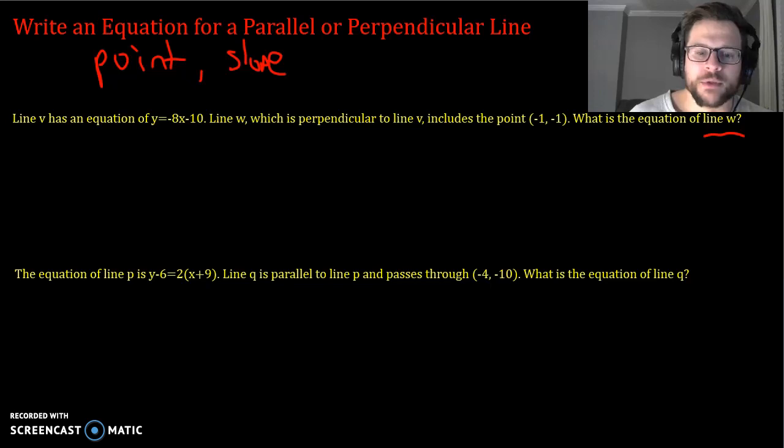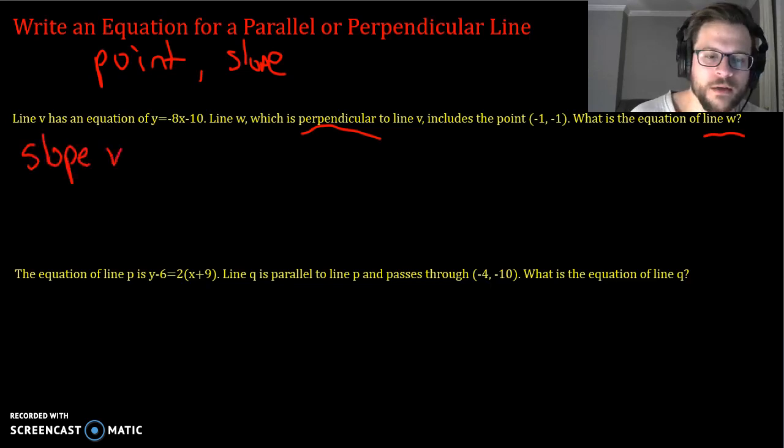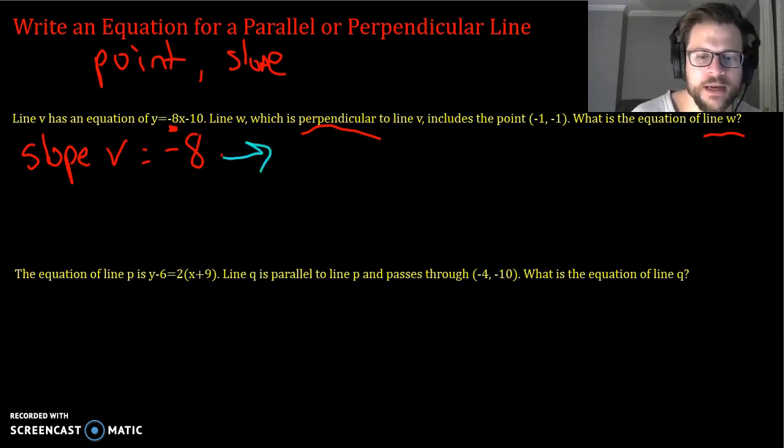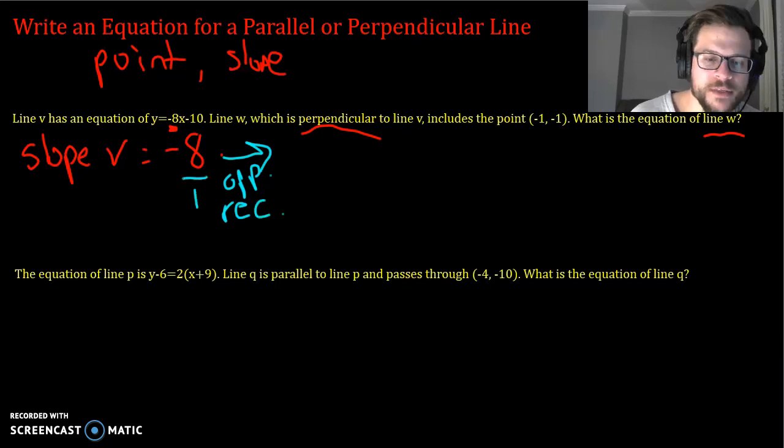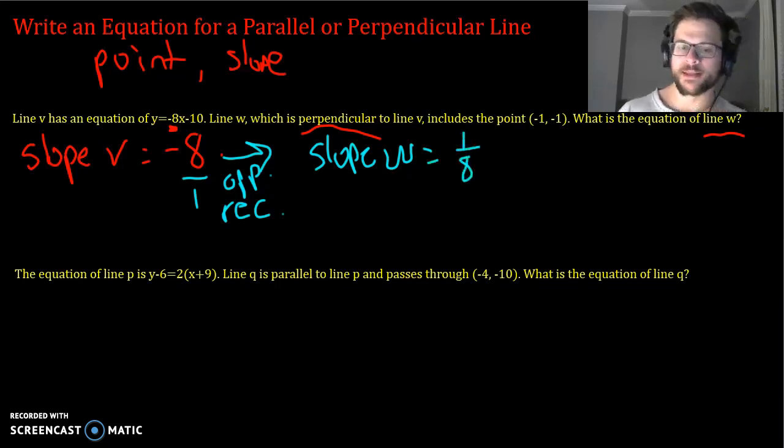So we know that line W is perpendicular to line V, so that's going to help us determine what the slope is. Well, the slope of line V is negative 8 right here. That's given in that equation for us. Perpendicular slope to that means that we have to take the opposite and reciprocal. So change the sign and flip the fraction. There's an invisible one underneath. So the new slope of W is going to be a positive 1 over 8. That is the opposite reciprocal of negative 8.